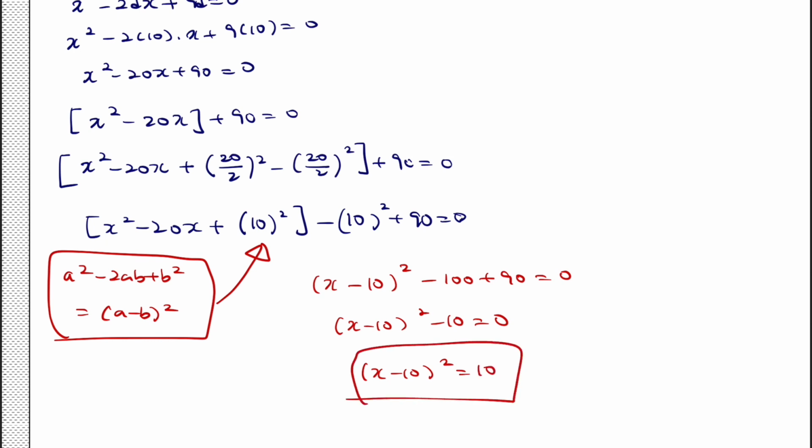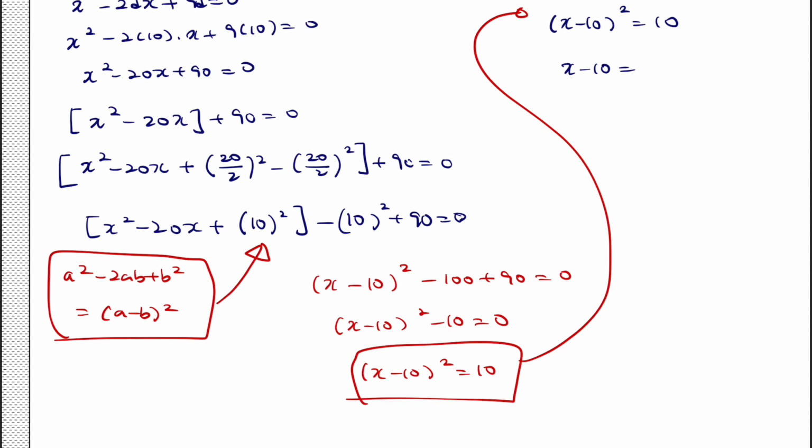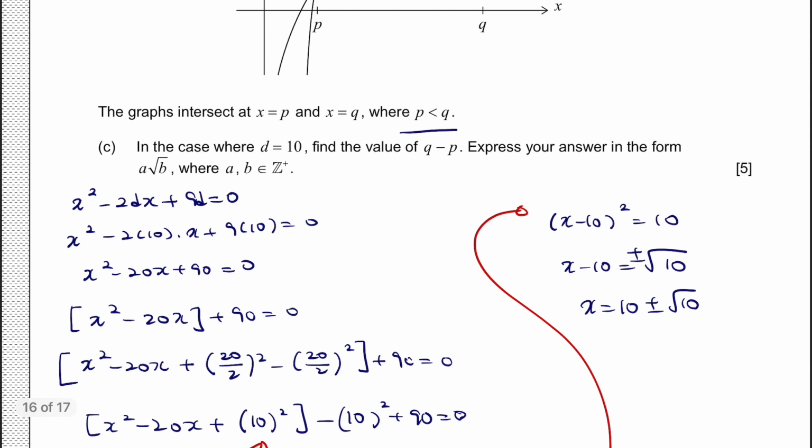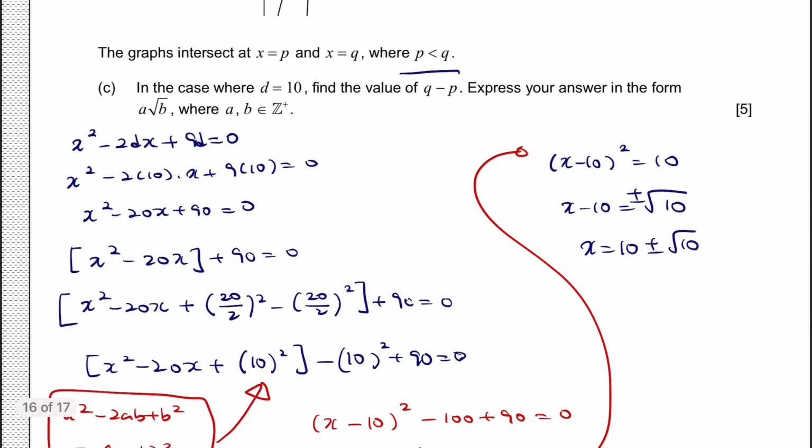Okay. Then let's try to solve this. So (x minus 10) squared equals 10, which is the same as x minus 10 equals plus or minus square root of 10. Okay. Then this is the same as x equals 10 plus or minus square root of 10. And since the p value is less than the q value, the q value is the same as 10 plus square root of 10, and the p value is the same as 10 minus square root of 10, right?